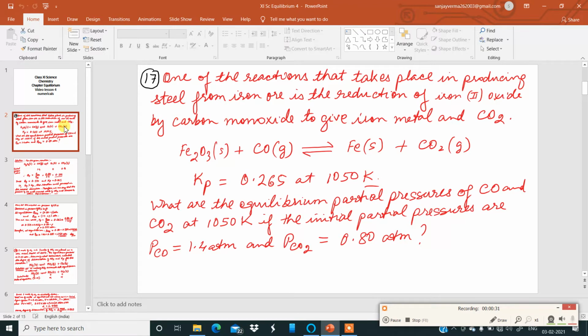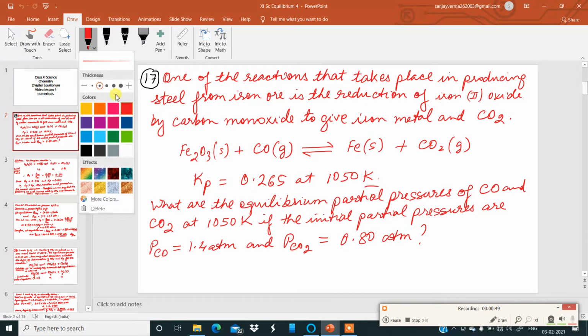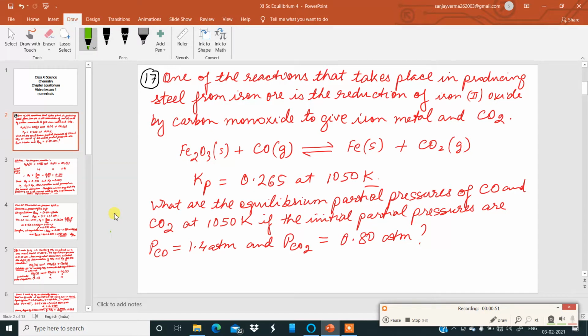My dear students, number 17. In the previous video, I had done till question number 16. Today, I will be doing question number 17. Now, look at the question. One of the reactions that takes place in producing steel from iron ore is the reduction of iron oxide by carbon monoxide to give iron metal and carbon dioxide. Okay. Now, the equation is given over here.